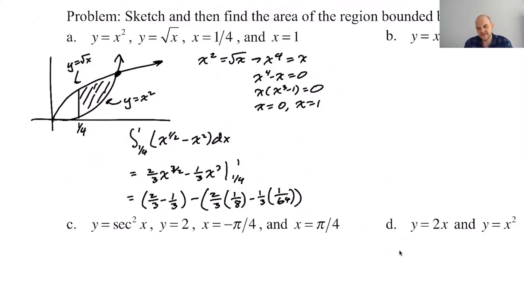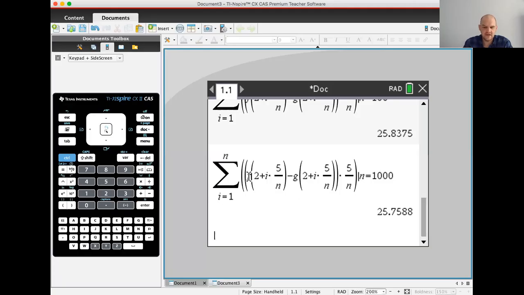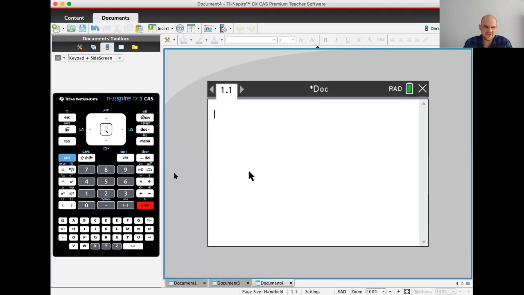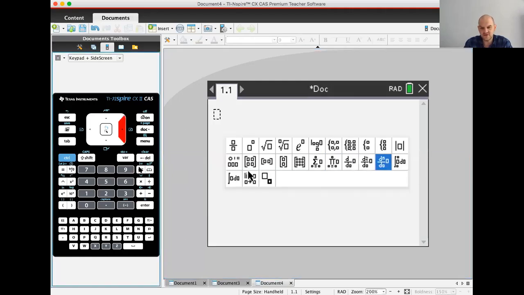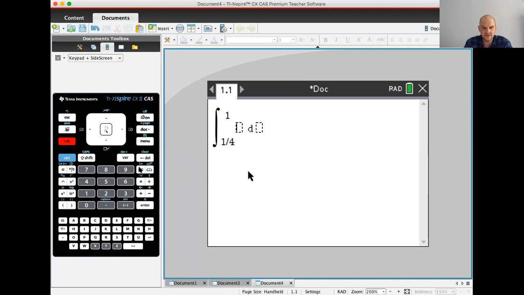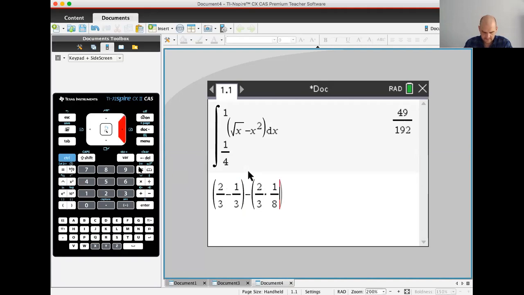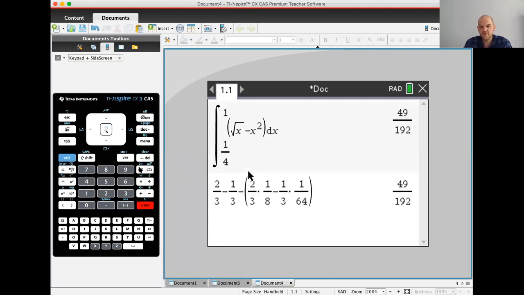I'll do the definite integral, and then I'll check mine and see how it went. You can define the functions, but oftentimes it's just faster to go for it, right? So I want to go 1/4 to 1 square root of x minus x squared dx. There you go, 49/192. I was headed toward 2/3 minus 1/3, but obviously 1/3, and then 2/3 times 1/8 minus 1/3 times, this is where I find out that I was wrong and it's really annoying, 49/192. Woo! All right, so be able to do that, but that's not why we're here.